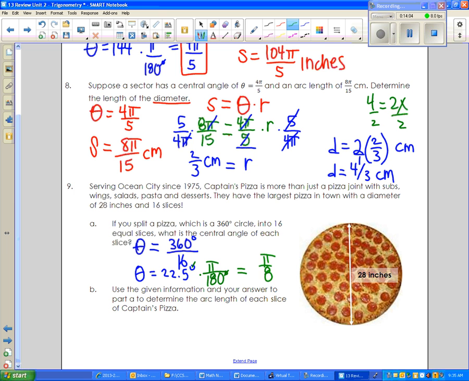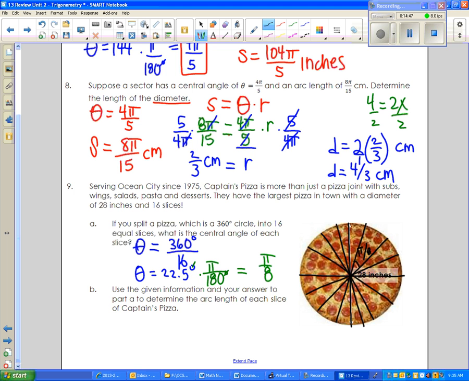And then in part B, it says to use this given information and your answer in part A to determine the arc length of each slice of Captain's Pizza. If you think about it, let me actually do this in a darker color. So it's sliced into quarters. If I slice it again, that's going to give me 1/8, and if I slice it again, that should be 16. I don't know if I counted right, but that should be 16 slices. It's a little distorted on here. But we basically just figured out that this angle right here is pi over 8.